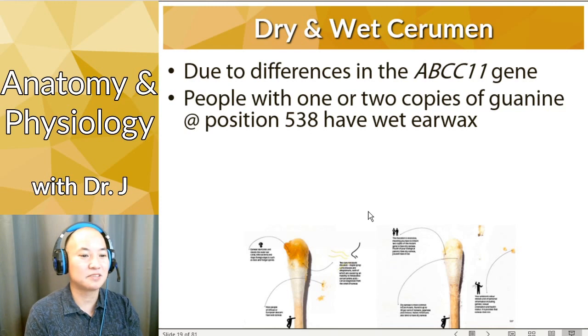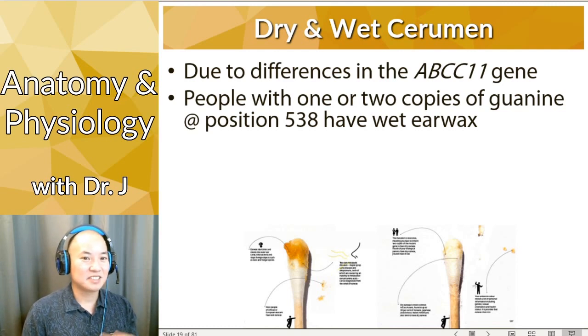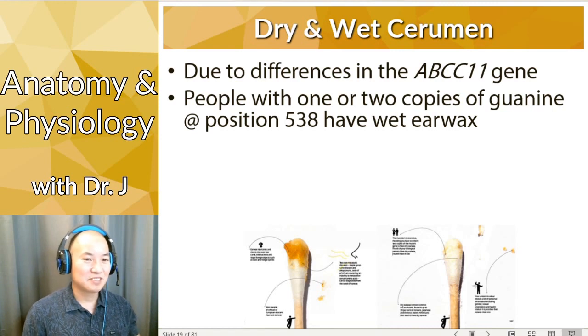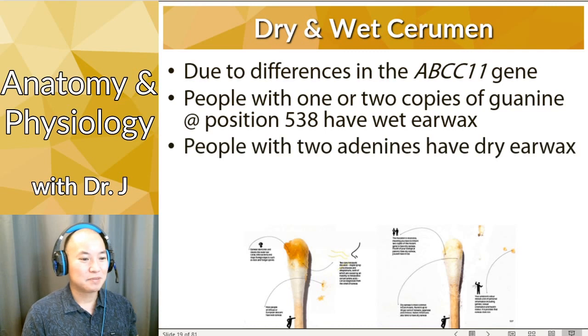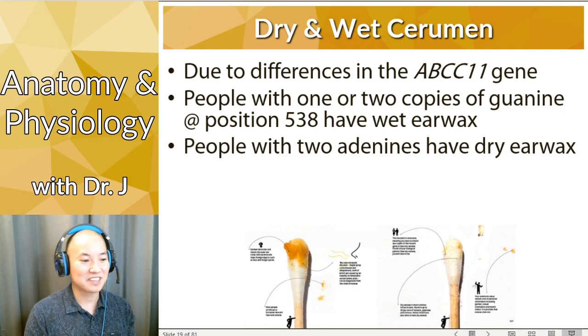So people with 1 or 2 copies of the guanine at position 538 on the gene, that's if you know more about molecular biology. Just by having a certain type of this gene, and it's actually called an allele, but again, don't worry about that. People who have a certain variation of the gene have wet earwax. Well, people with a different base pair in that same position on that gene have dry earwax. So it's just one letter change that causes a change from wet earwax to dry earwax or vice versa.